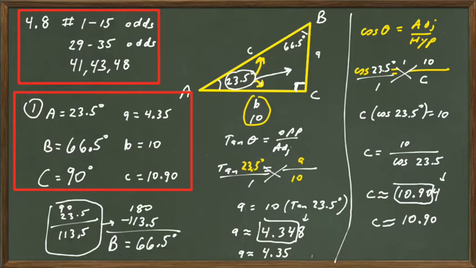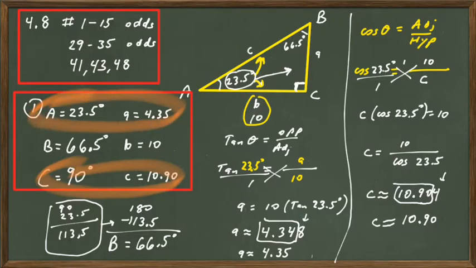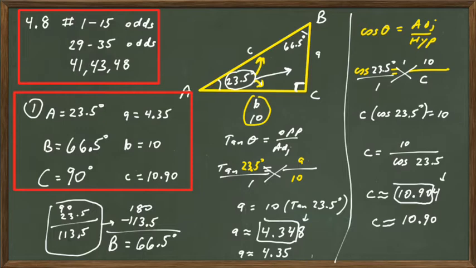Does it make sense that the largest side is opposite the largest angle? Is the smallest side opposite the smallest angle? I usually do that as a verification when I solve triangles.